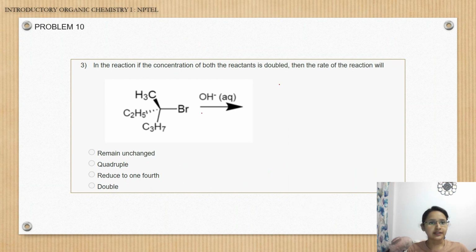So problem number 10, guys. They are saying in the reaction, if the concentration of both the reactants is doubled, then the rate of the reaction will remain unchanged, quadruple, reduce to one fourth, or double. It is a very simple question. If you have seen the rate constants or something like that, Le Chatelier's principle, anything. If I increase the concentration of the reactants, what will happen? If I am increasing the reactant to double, then what will happen? The rate should be, any guesses?